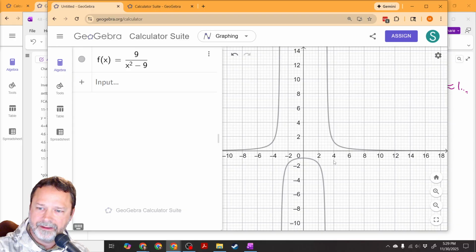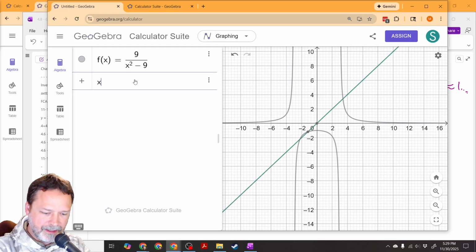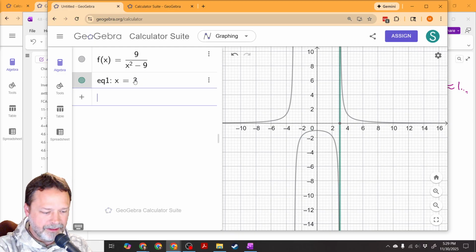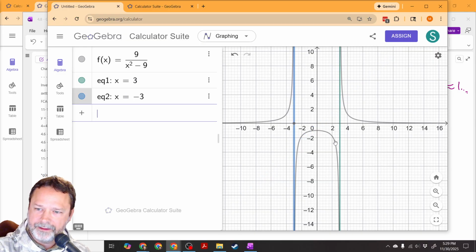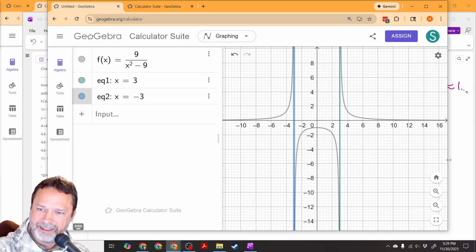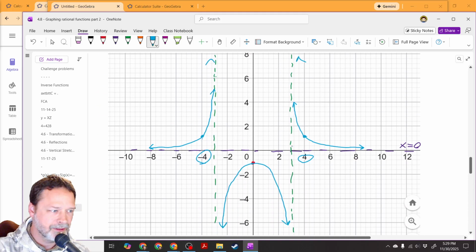We can see that horizontal asymptote at y equals 0. We can see vertical asymptotes at x equals 3 and x equals -3. We got this loop here. We got a loop here, or a little curve here, and we got a curve here. So it's exactly what we thought. So we did pretty good on our sketch. Not a bad sketch. Not a bad sketch.